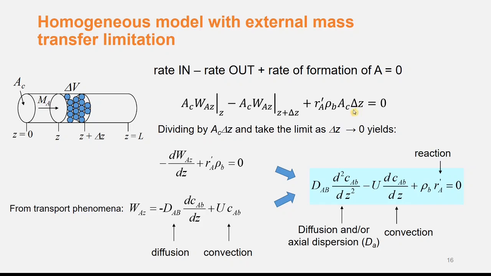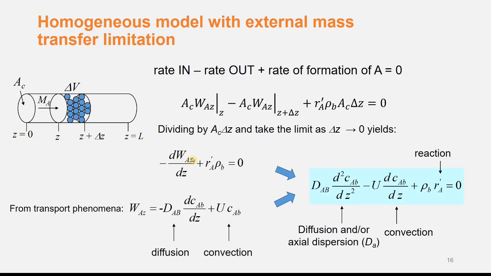In minus out plus generation is equal to accumulation. We will develop a steady state model in this lecture, so the accumulation term is 0. Now we divide by AC delta Z and take the limit as delta Z goes to 0 to give us the following differential equation.